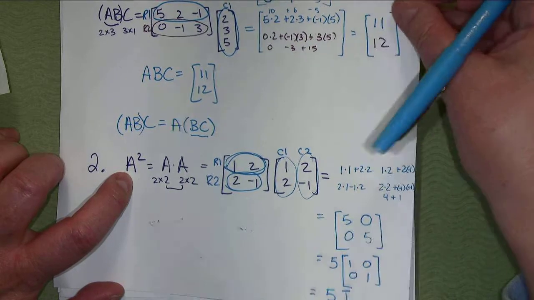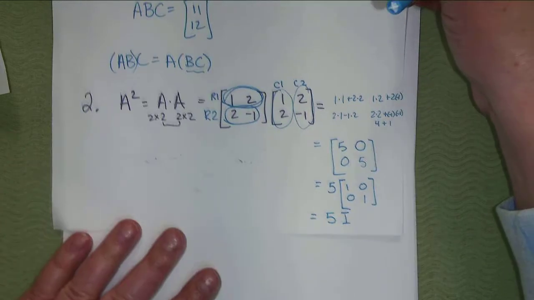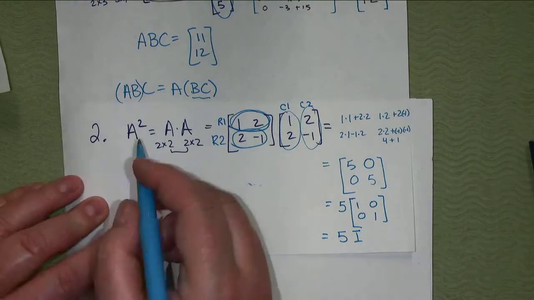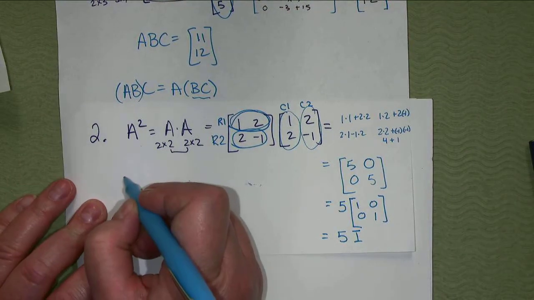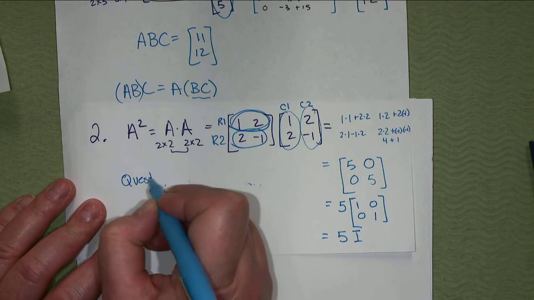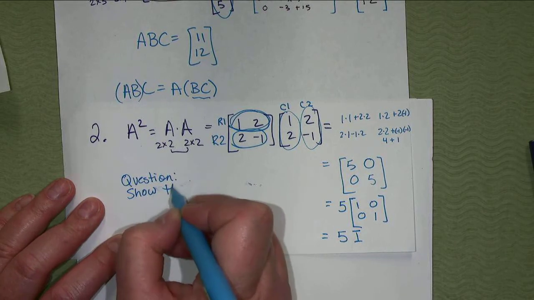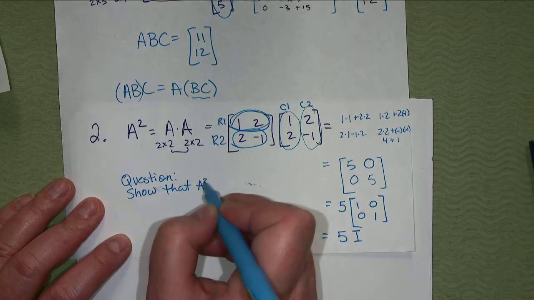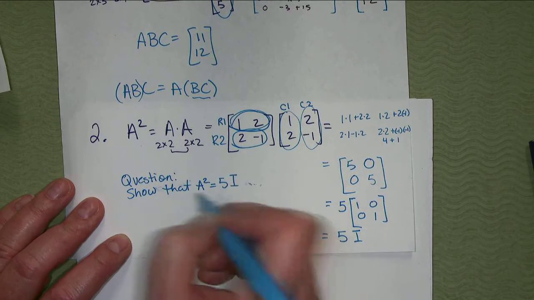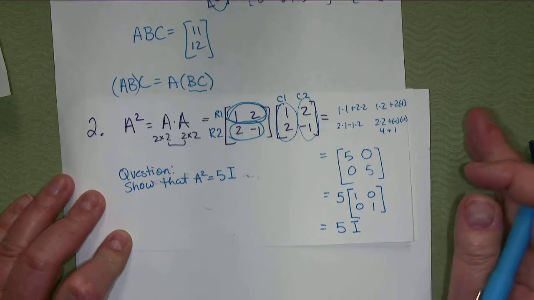Okay, so that would be an alternate question. The question could say, show that A squared equals 5i, and that would be the question, and all you'd be given is A. So you would multiply A times A, just like we did. Does that make sense?